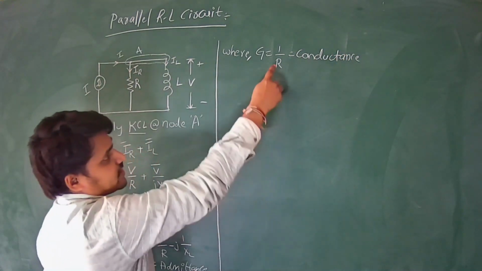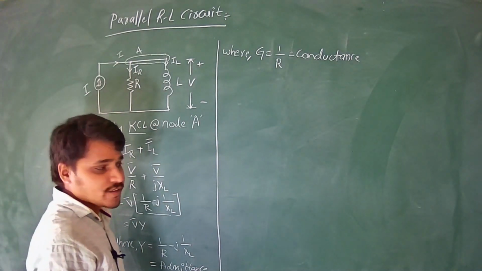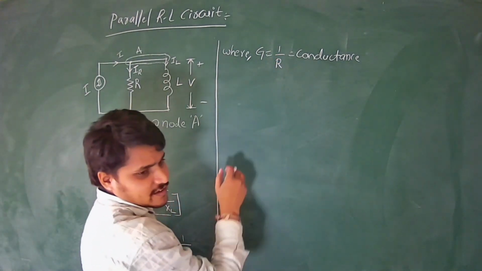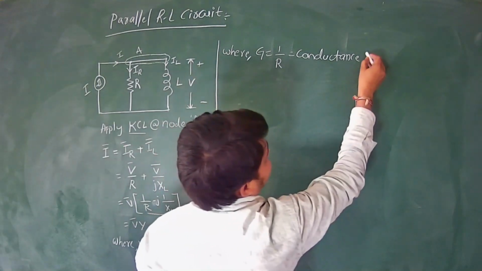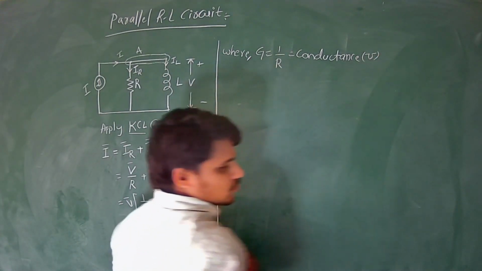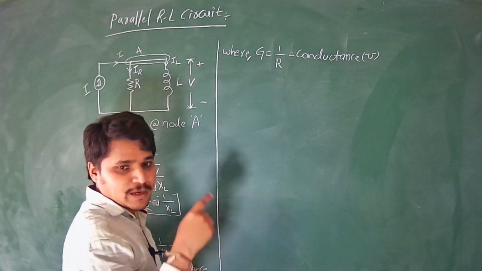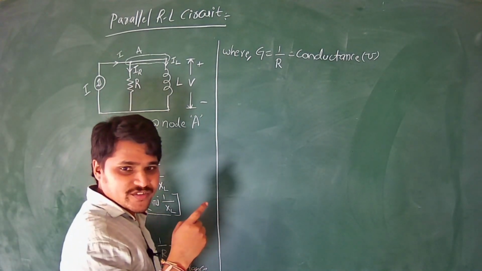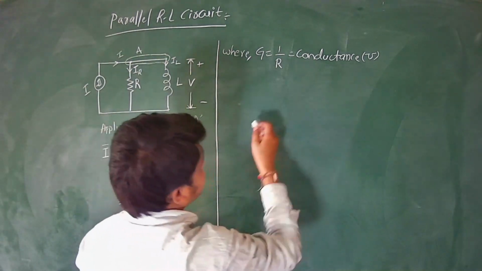See, the resistance is measured in ohms. Therefore 1 by R, being the reciprocal, is measured in mhos. The reciprocal of ohm is nothing but mho. The opposite symbol of ohm is the mho symbol.